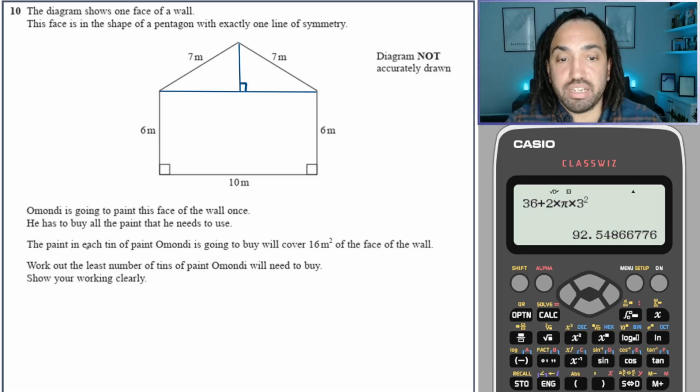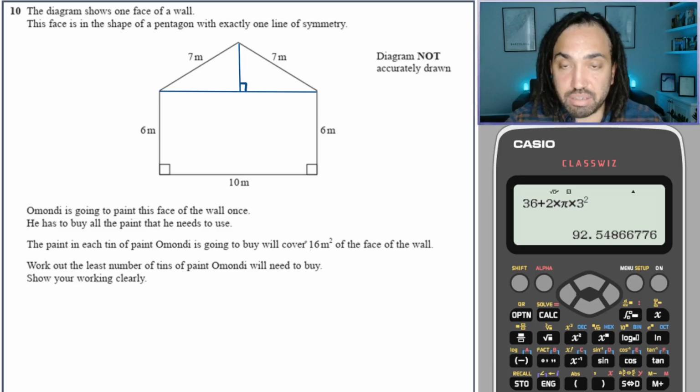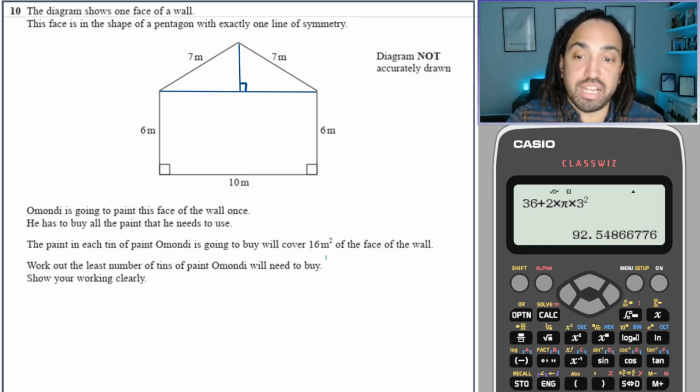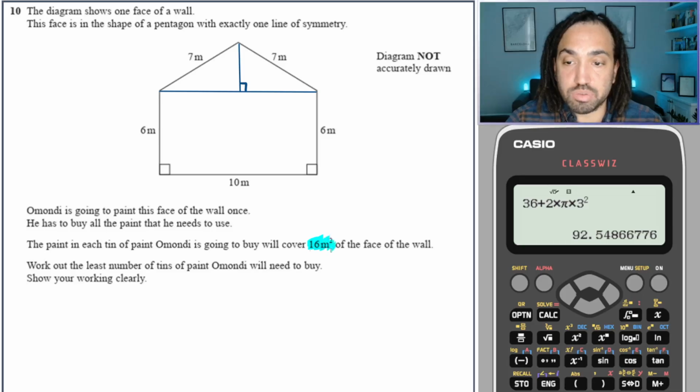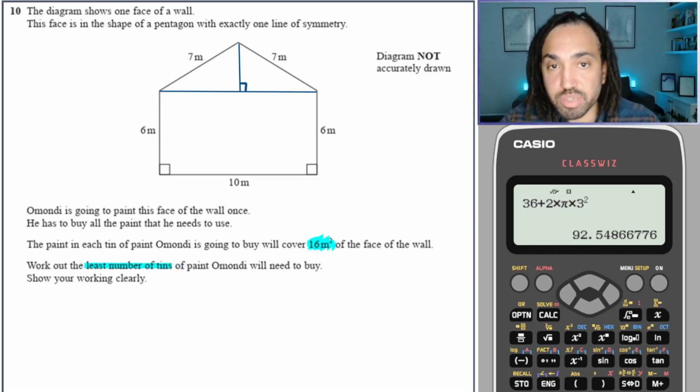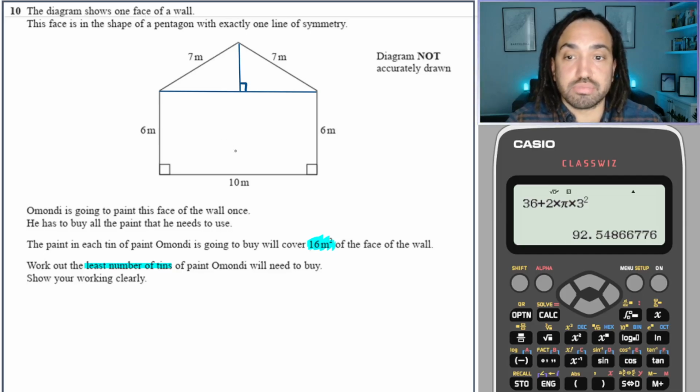Okay, yeah, the paint in each tin he's going to buy will cover this amount. So basically at the end we're going to have to round up to find the actual number of tins, because it says the least number of tins he'll need to buy. So there will be some wastage, basically.